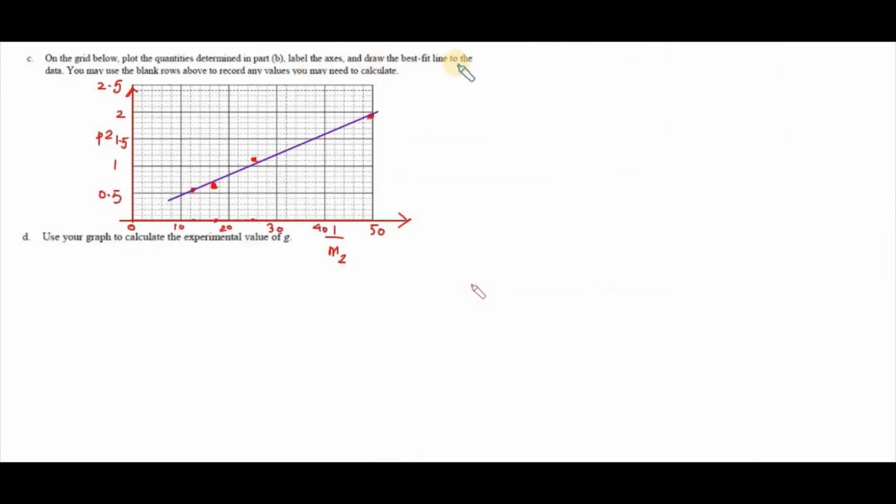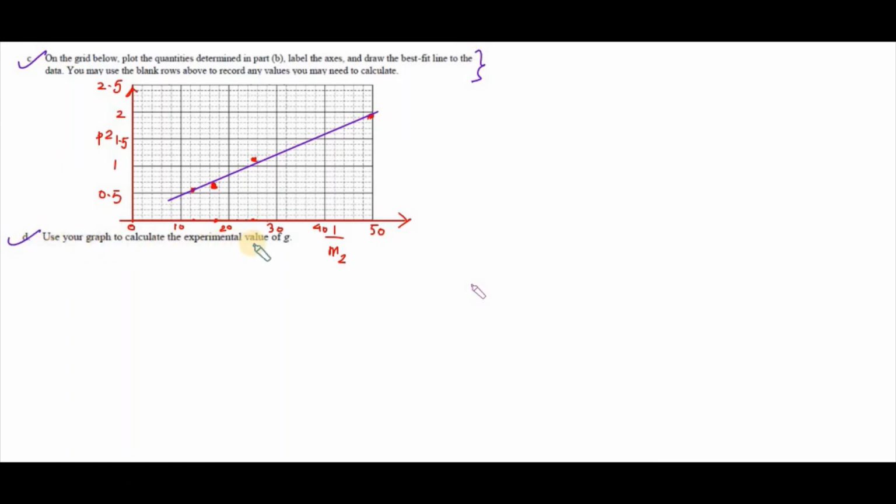So here it is, draw the best fit line to the data, and we have drawn the best fit line corresponding to the data we have achieved in the previous table in part C. Already we have filled this part, so part C is done. Now let's move on to part D.